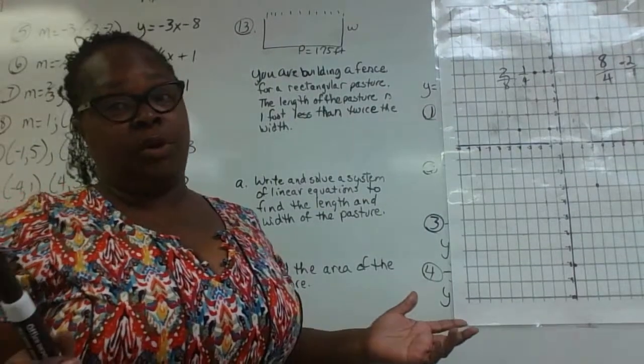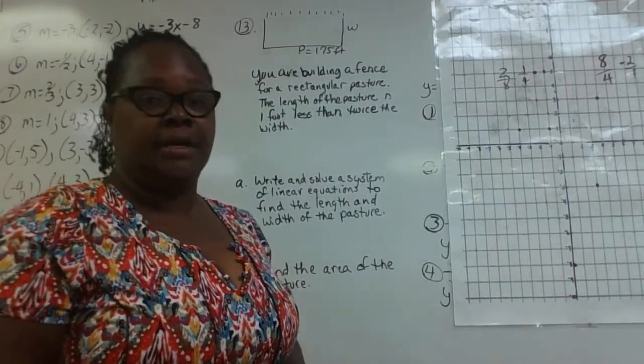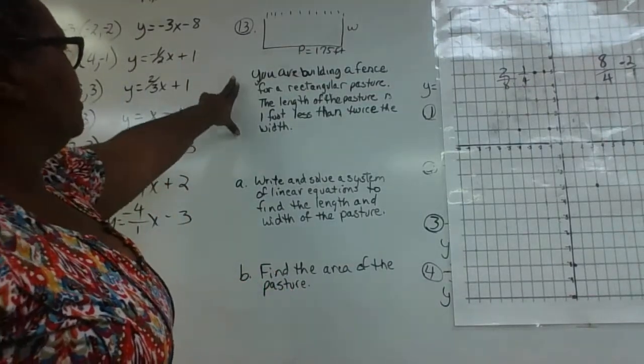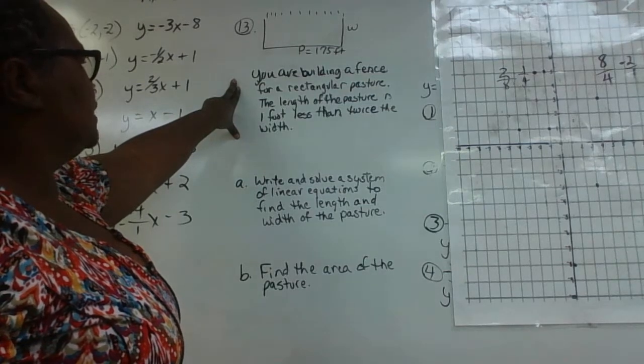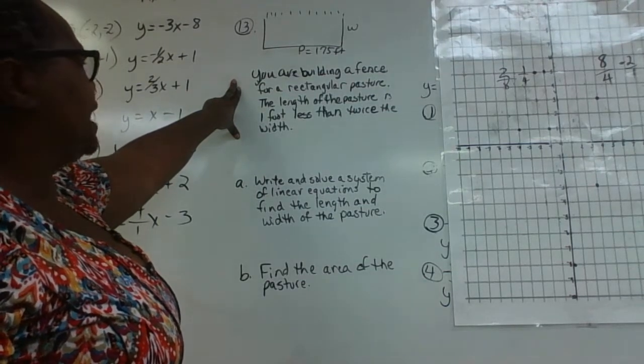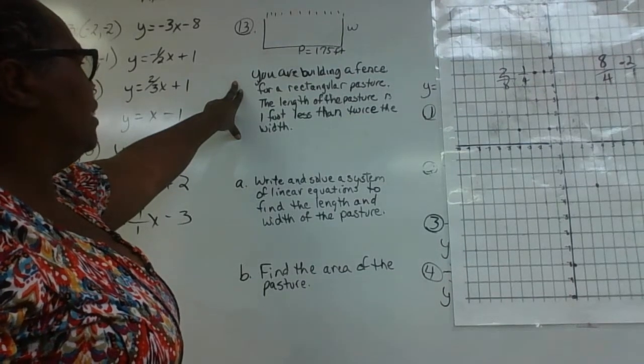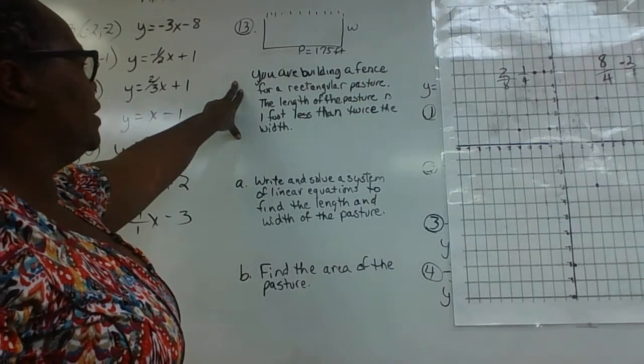All right, we had to do a part B. I ran out of time. Okay, so let's take a look. On part B, what we have here is a fence. You are building a fence for a rectangular pasture. The length of the pasture is 1 foot less than twice the width.